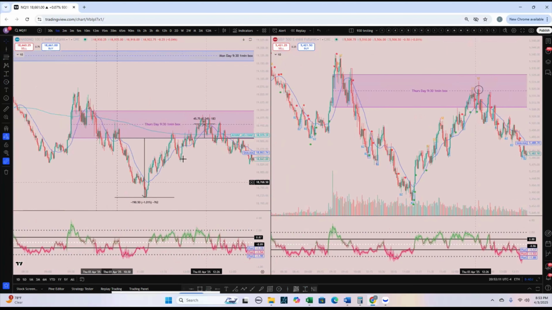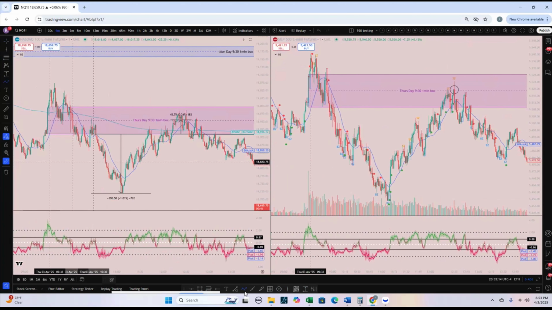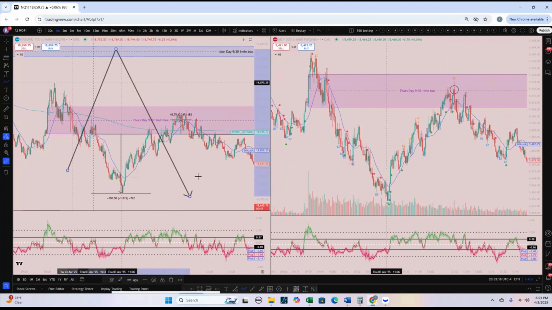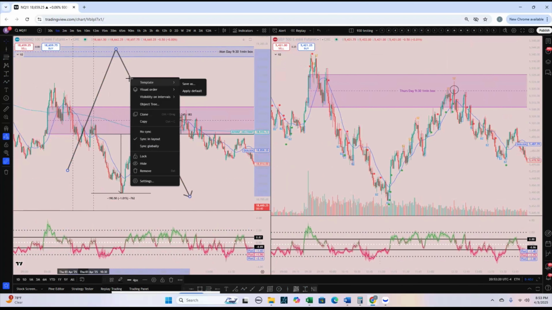Now, don't get me wrong. You may have a day where we do something like this, go way up and then come way down. It happens, but those are more news type of situations, or just big reversals.